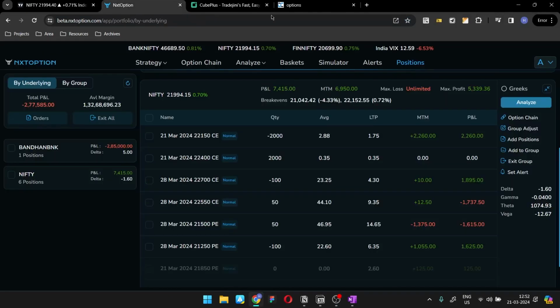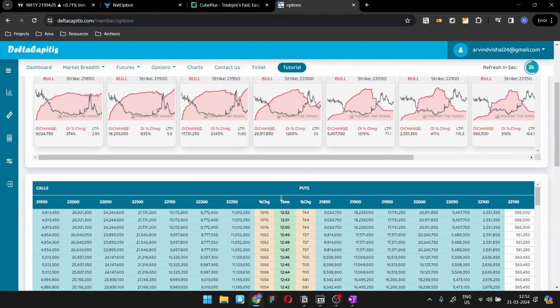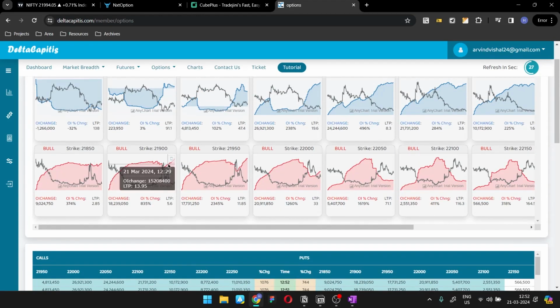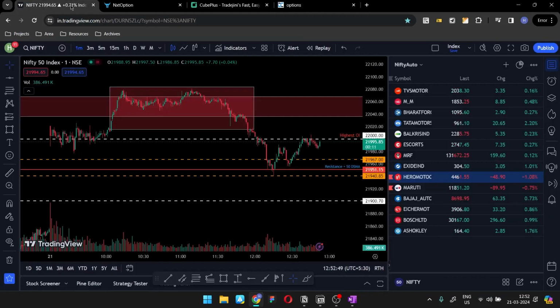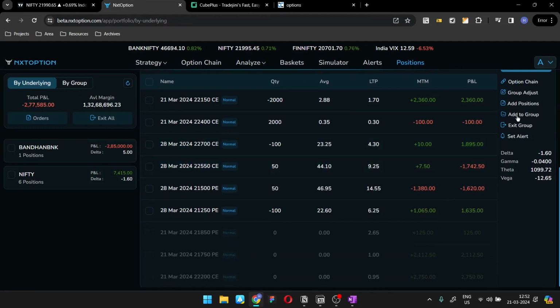So what has happened here is, basically look, everywhere the puts are being written. 900 put, 950 put, 200 put also starting to write. So here we have got a clear idea that most likely the market has stabilized, not much downside movement. So for that what we can do is we can add the remaining position.